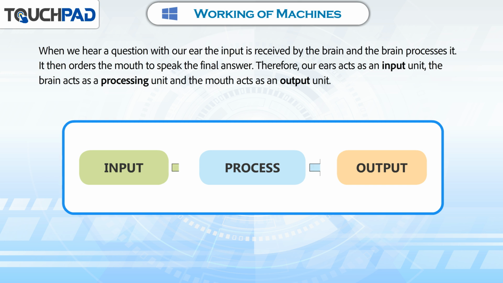processes it. It then orders the mouth to speak the final answer. Therefore, our ears act as an input unit. The brain acts as a processing unit, and the mouth acts as an output unit.